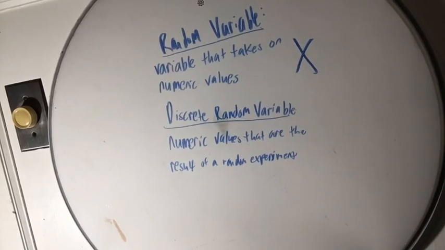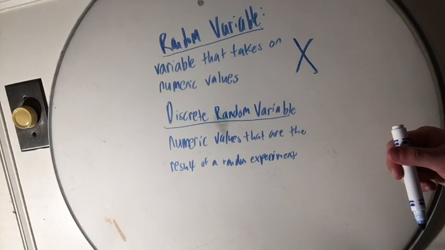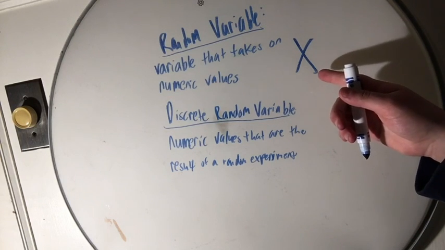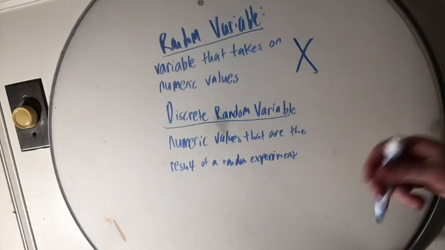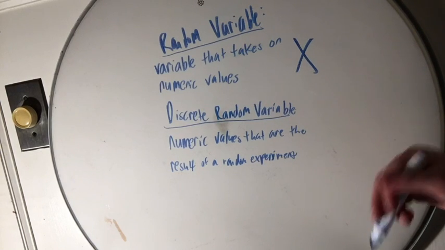So we're talking about random variables. What even are random variables? Well, a random variable is a variable that takes on numeric values. For this, we use a capital letter. You'll see the capital letter X a lot. Now, a discrete random variable is a numeric value that is the result of a random experiment.